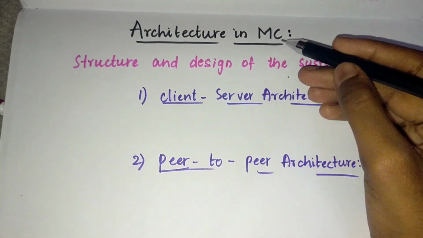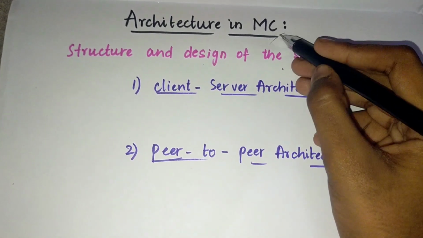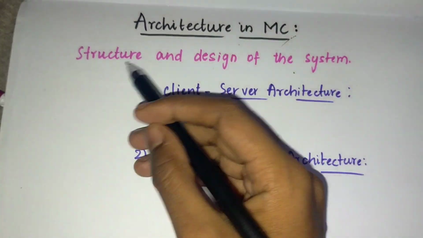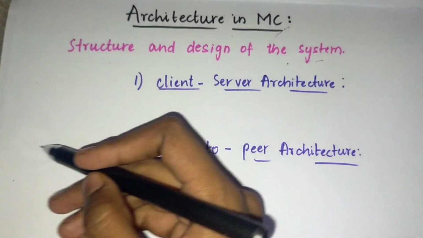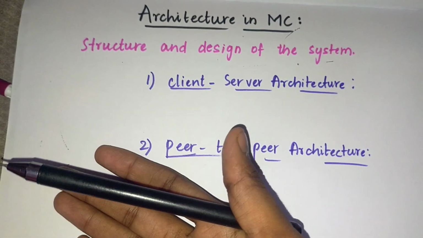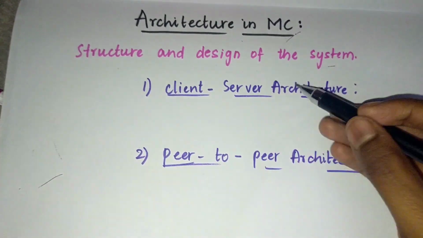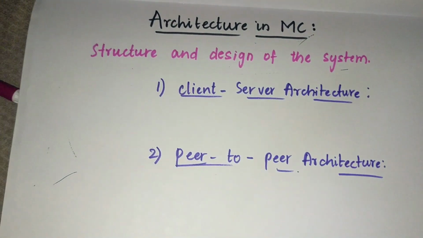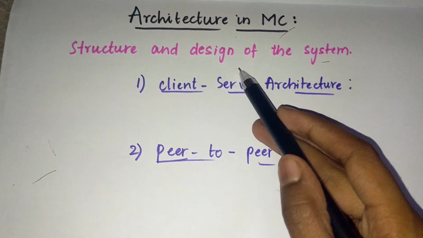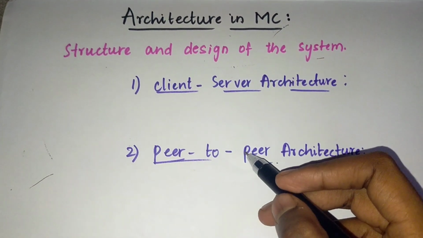Everyone, so in this video we'll see the architecture in mobile computing. Architecture is basically nothing but the structure and design of the system. So how is the structure and design of the system done? There are basically two types: client-server architecture, and the second one is peer-to-peer architecture.